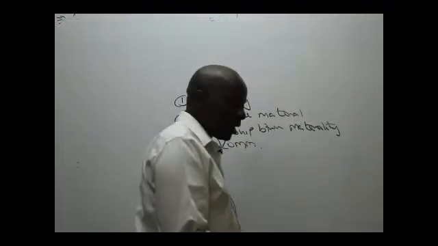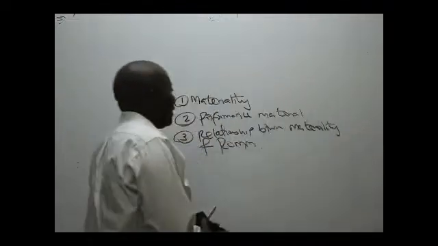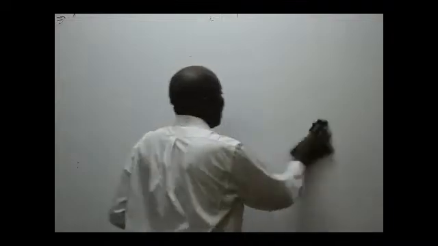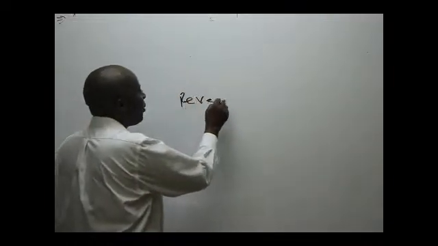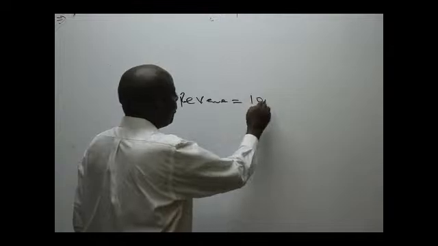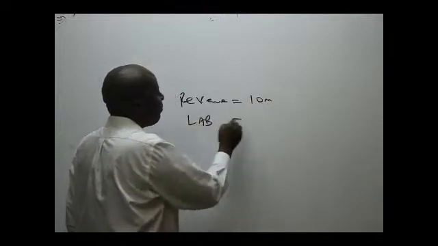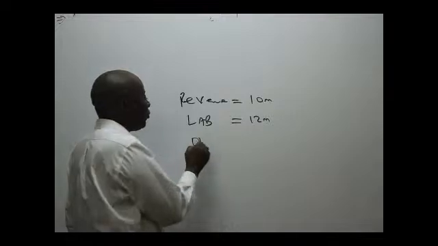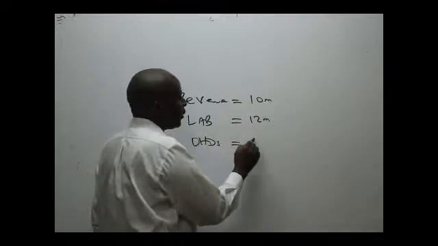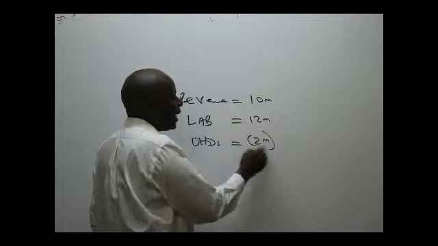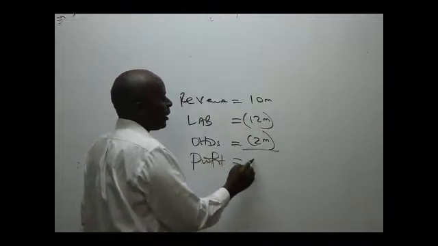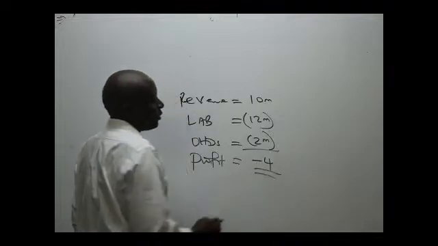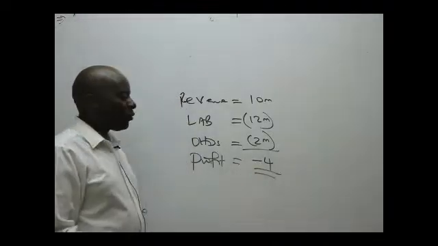Listen to me very well. If, for example, we have our profitability looking like this, we have revenue, for example, of 10 million. We have labor, for example, of 12 million in a year. We have overheads of, for example, something like 2 million. If I deduct this, and this like that, I will be able to get profit of -4. It's a loss of 4 million.